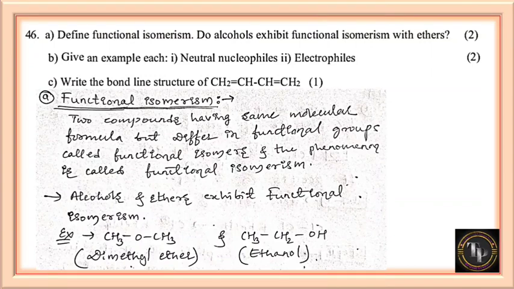See the ether formula: 2 carbon 6 hydrogen 1 oxygen. Ethanol formula: 2 carbon 6 hydrogen 1 oxygen. Molecular formula is same, but functional group is different. Such isomers are called functional isomers, and the phenomenon is called functional isomerism. See the second question B: give an example each of neutral, electrophile and nucleophile.